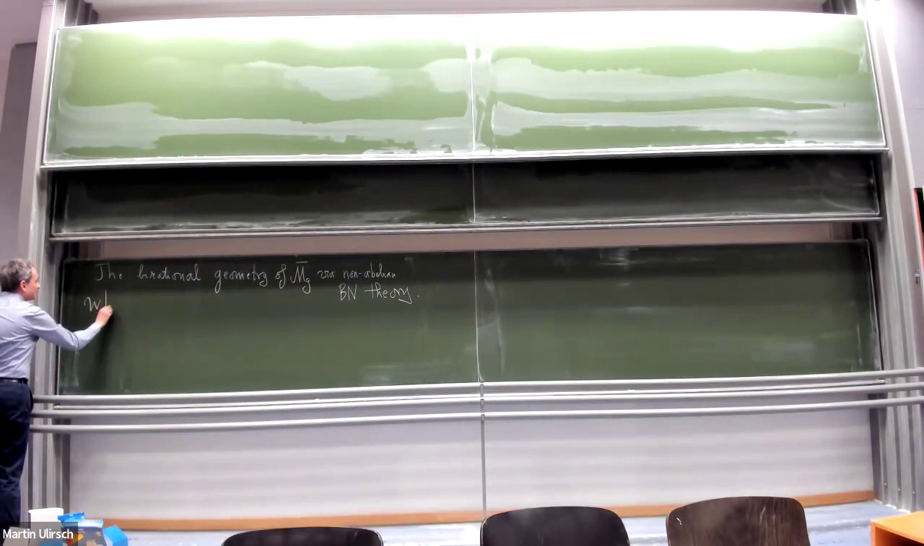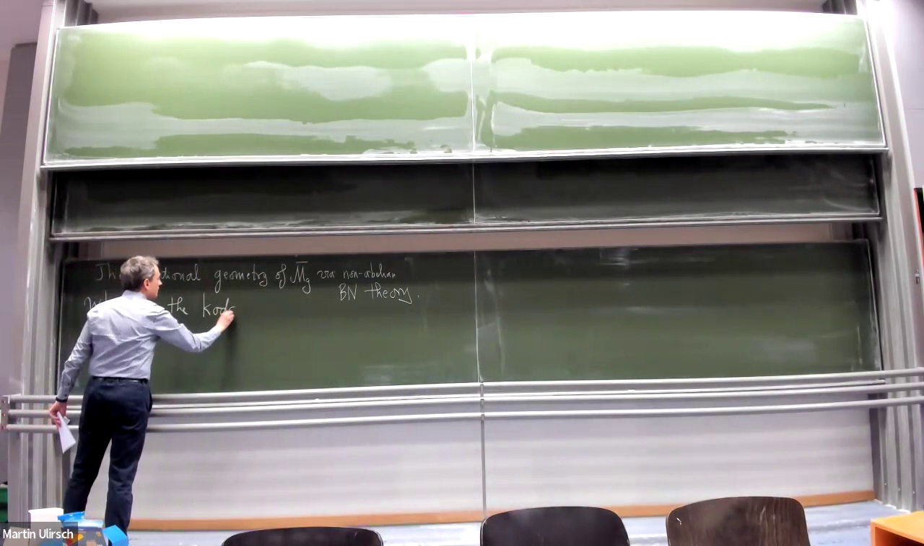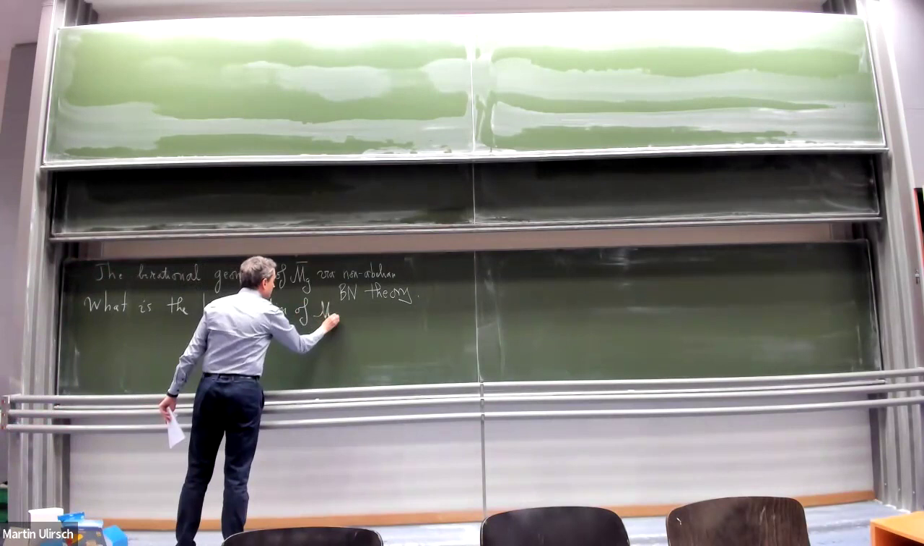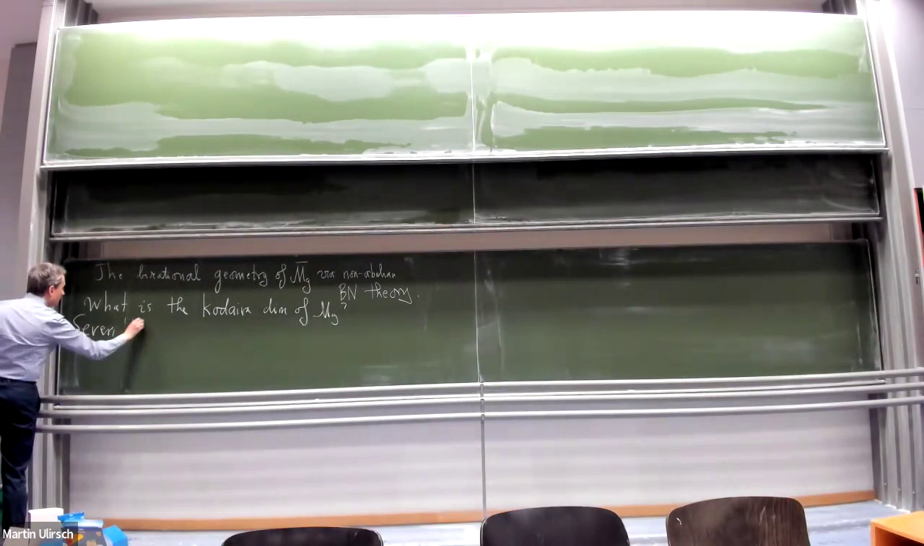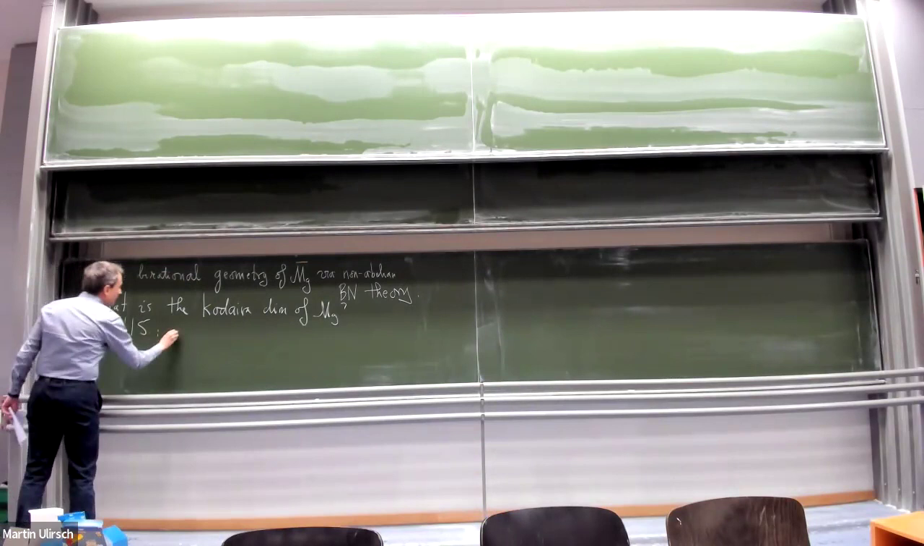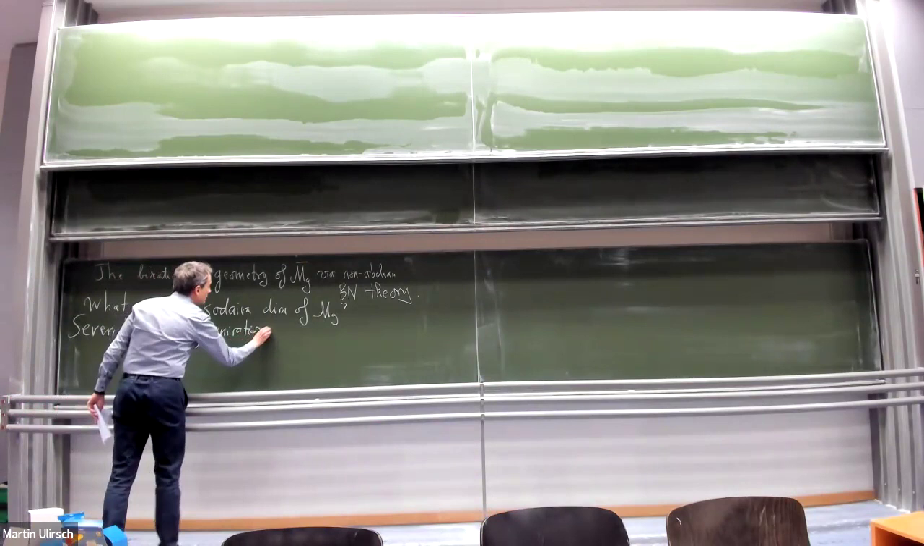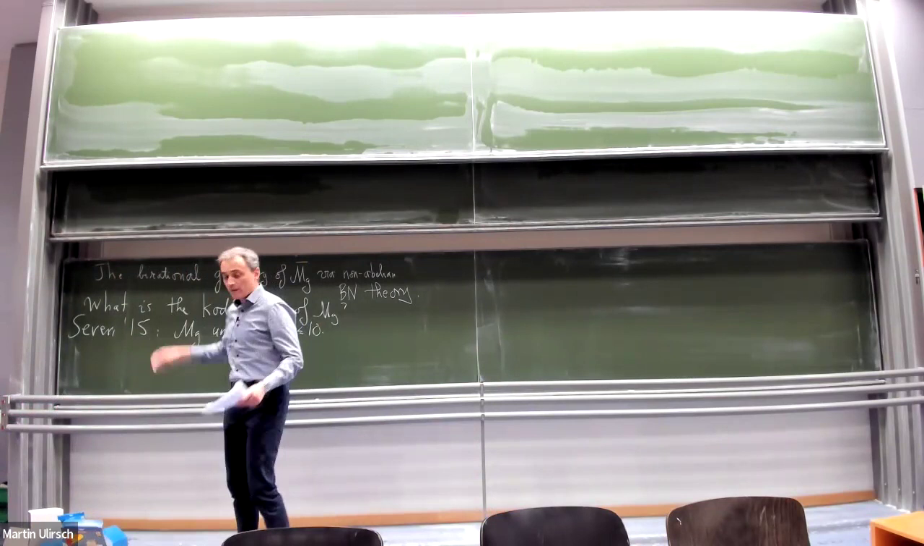So the question is very basic: what is the Kodaira dimension of M_g? Or the birational nature of the moduli space of curves. And the history here starts with the theorem, proved in 1915, not 9 years ago, that M_g is unirational for small g.